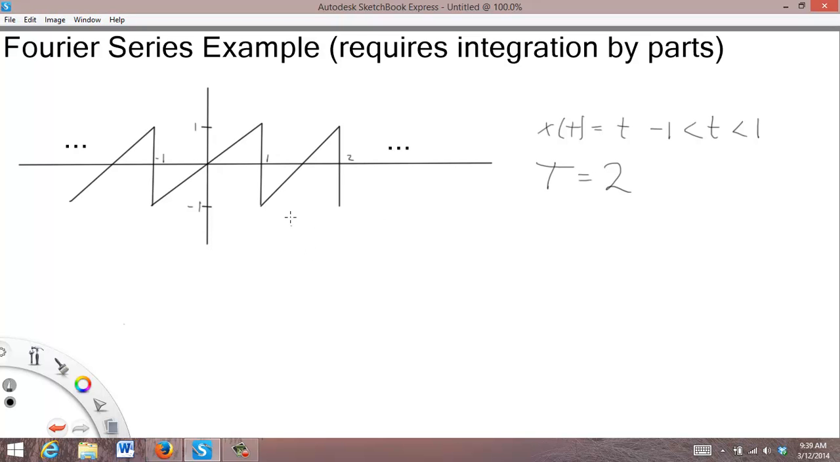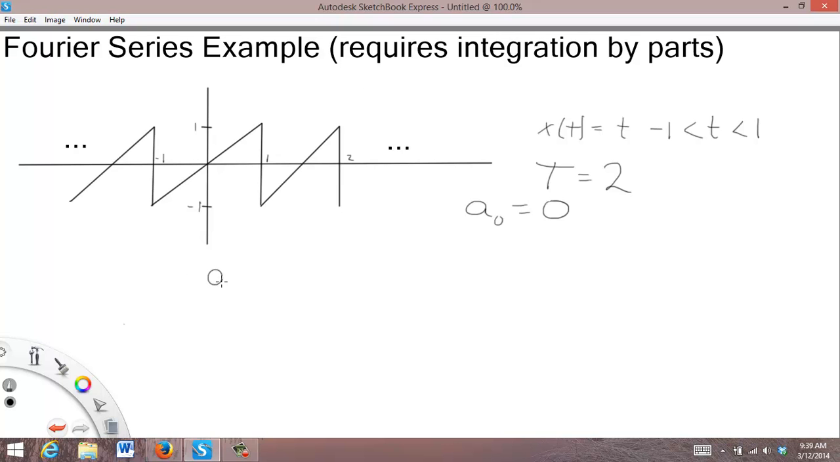And we can first notice that A sub 0, the DC level, is going to be 0 for this signal because it's equal parts above the 0 line and below the 0 line. So A sub 0 equals 0. And then we have to compute the other A sub k's. And as I indicated in the title here, this will require integration by parts.